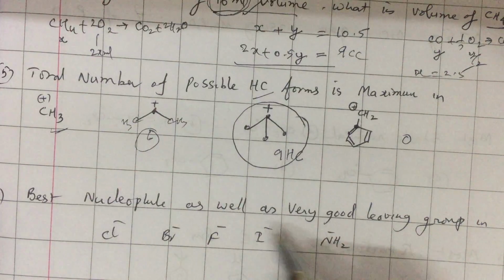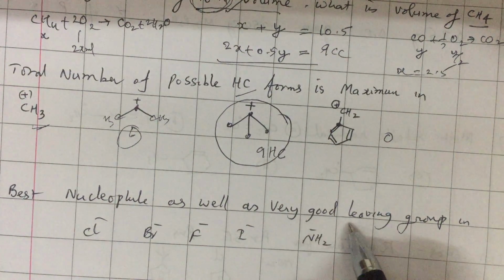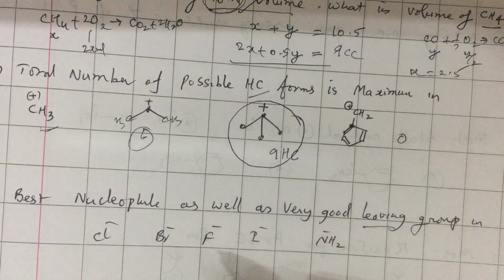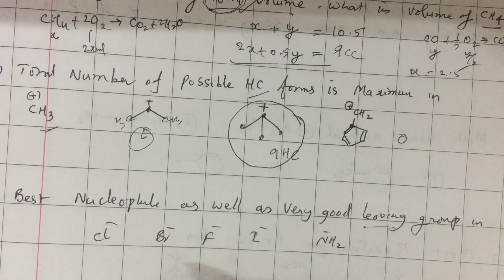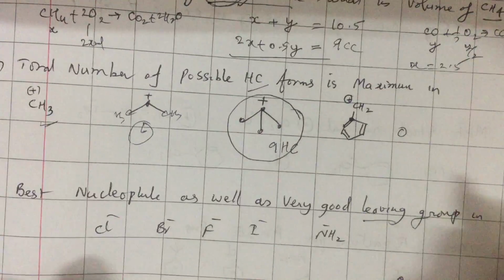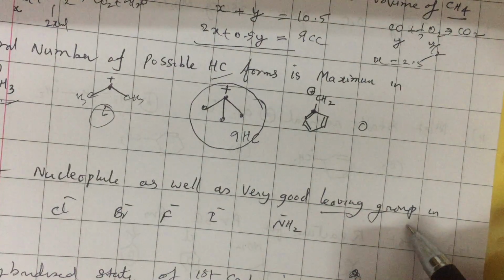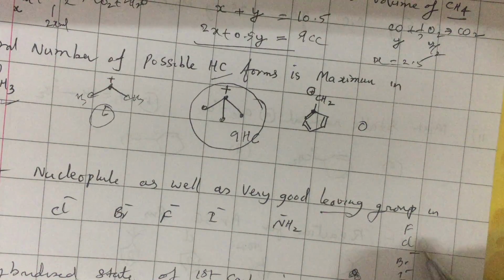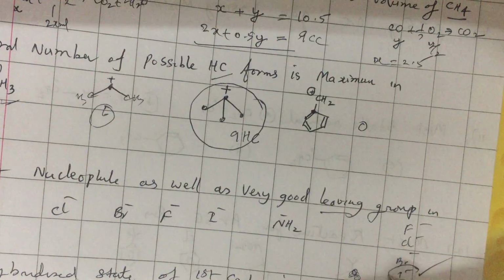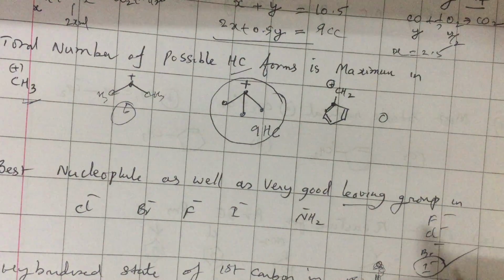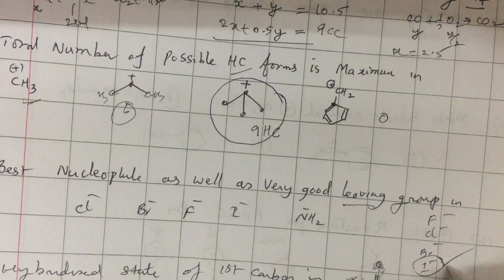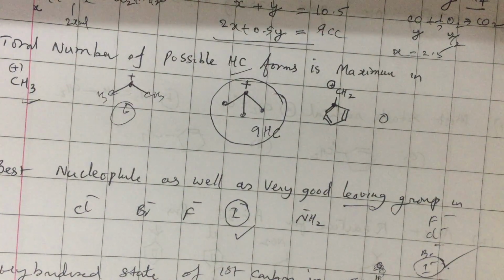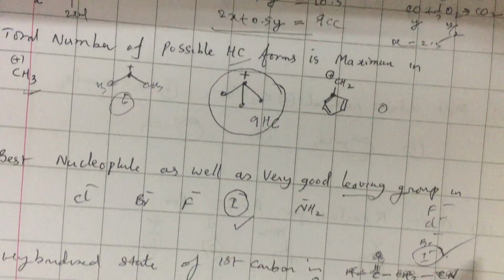Best nucleophile as well as very good leaving group. A nucleophile is one which attacks a C plus or positively charged carbon center. Generally, the ability to act as nucleophile down a group like F, Cl, Br or I, down a group nucleophilicity increases. I minus is the best nucleophile. It is a good entering group and a very good leaving group. Answer to this question, I minus is a good nucleophile and also a very good leaving group.